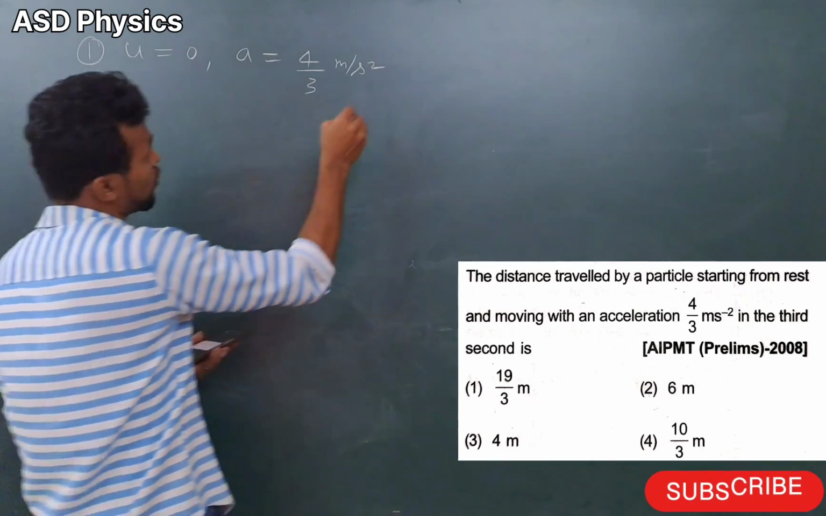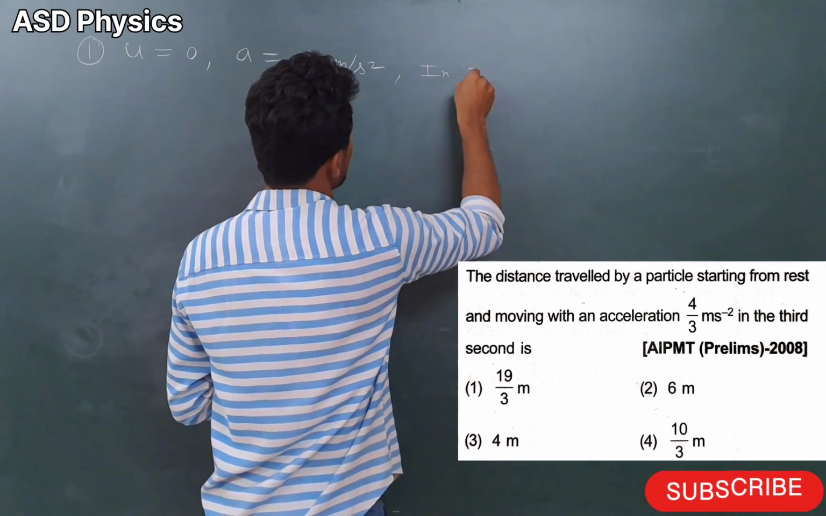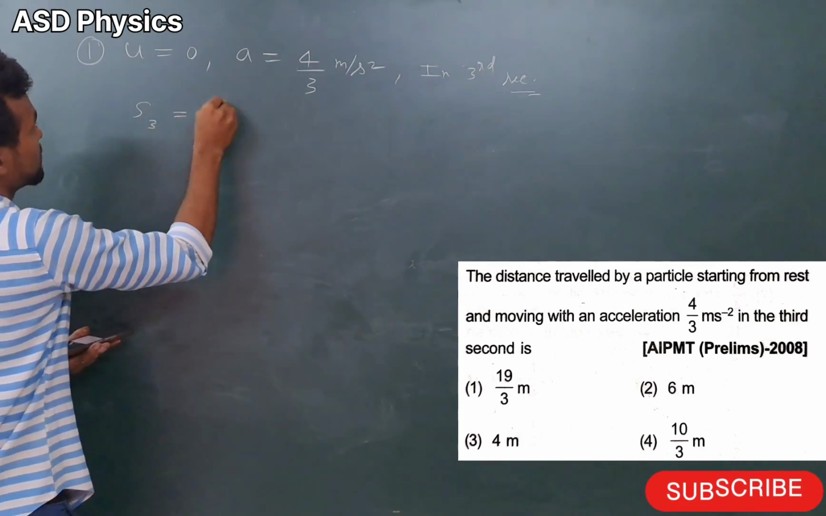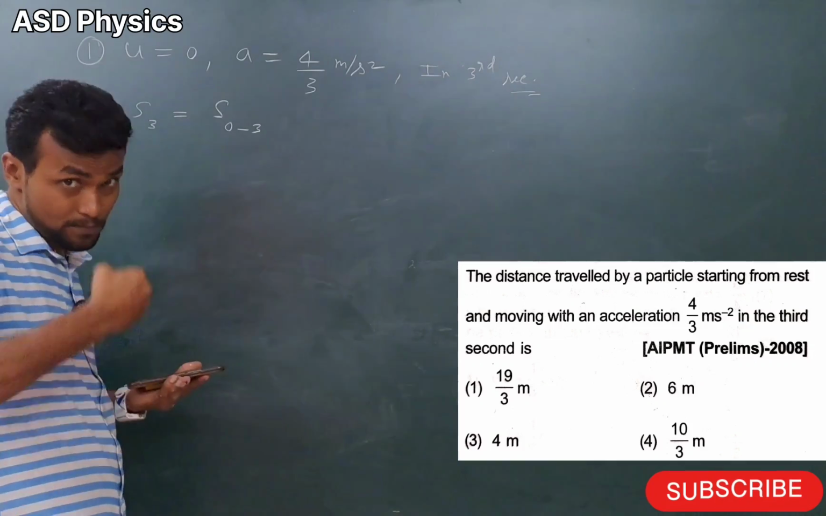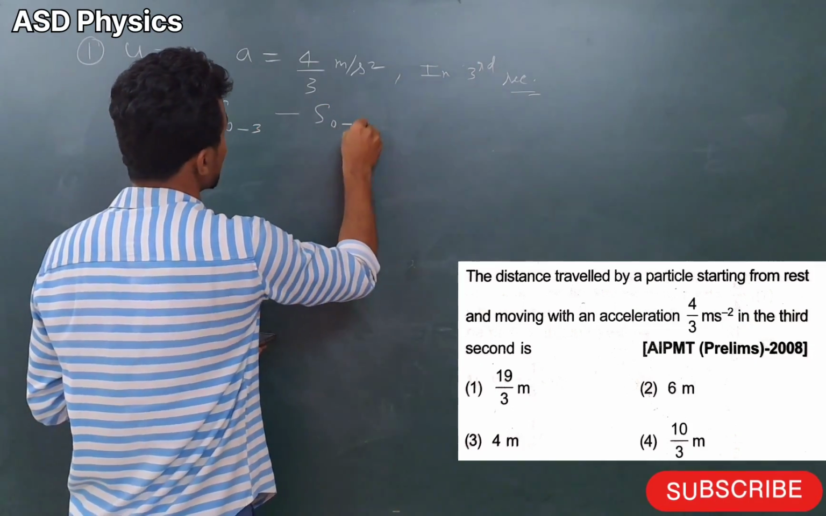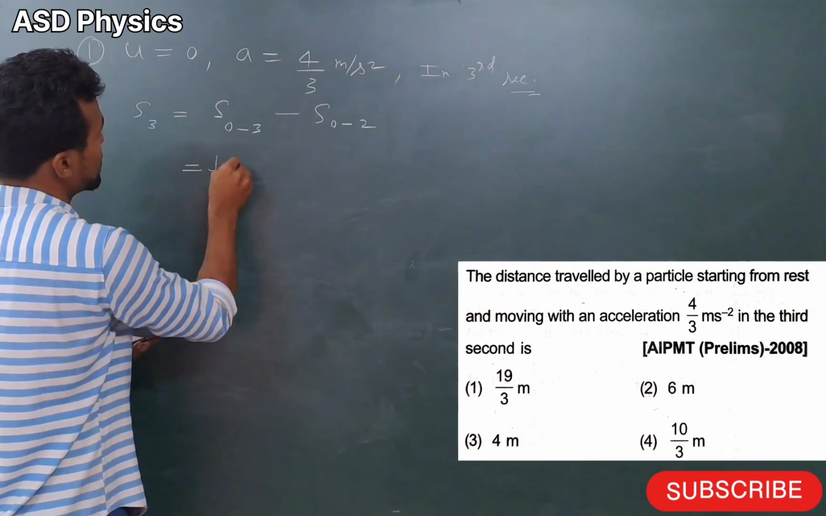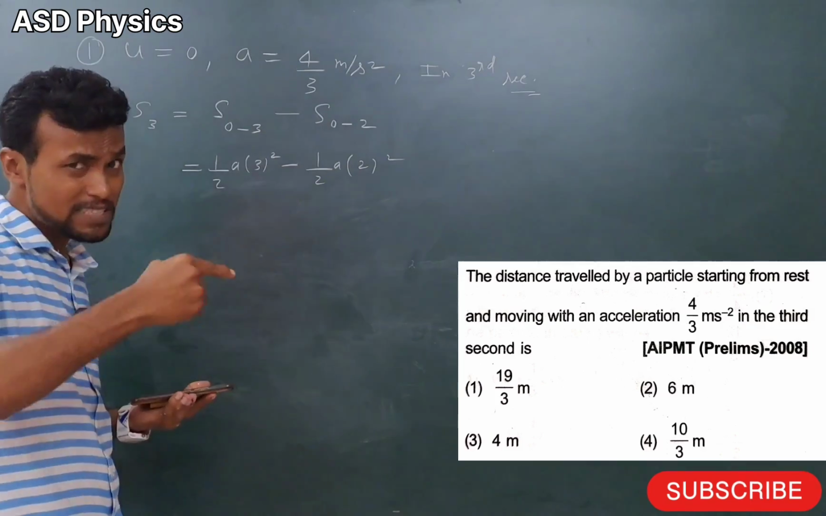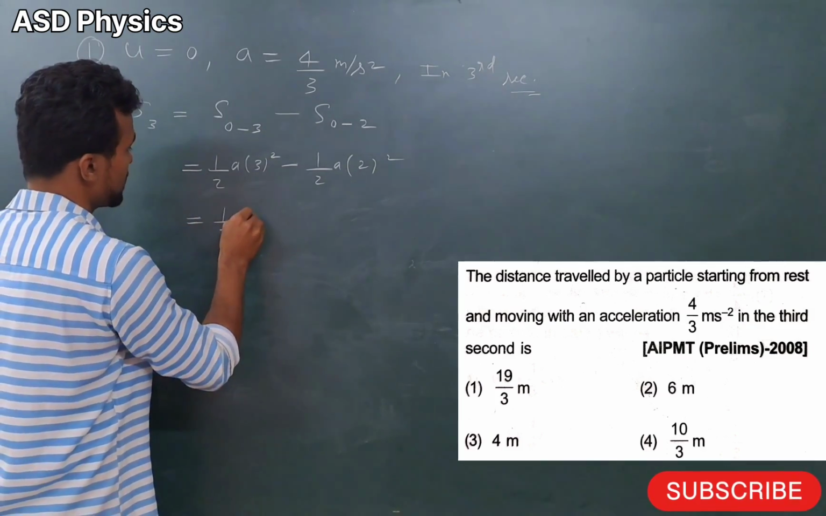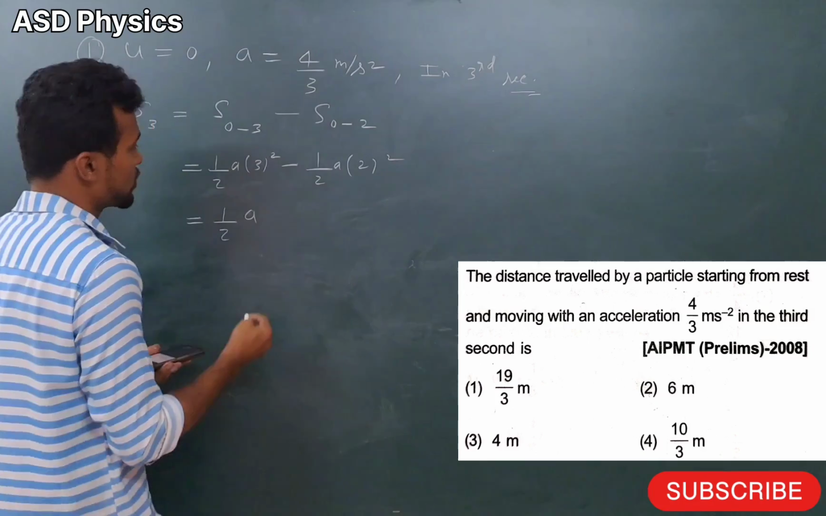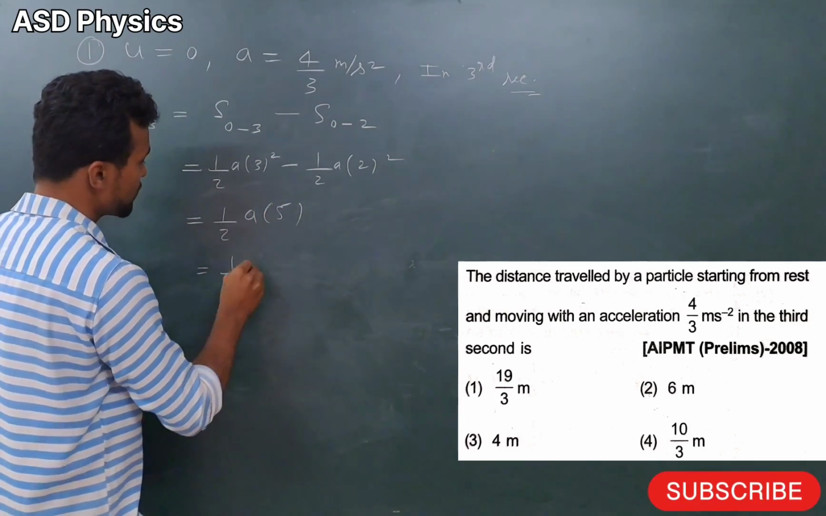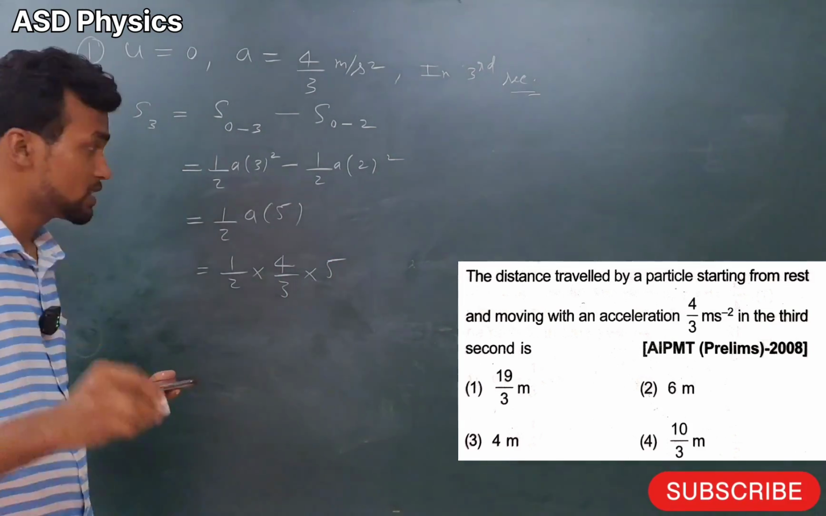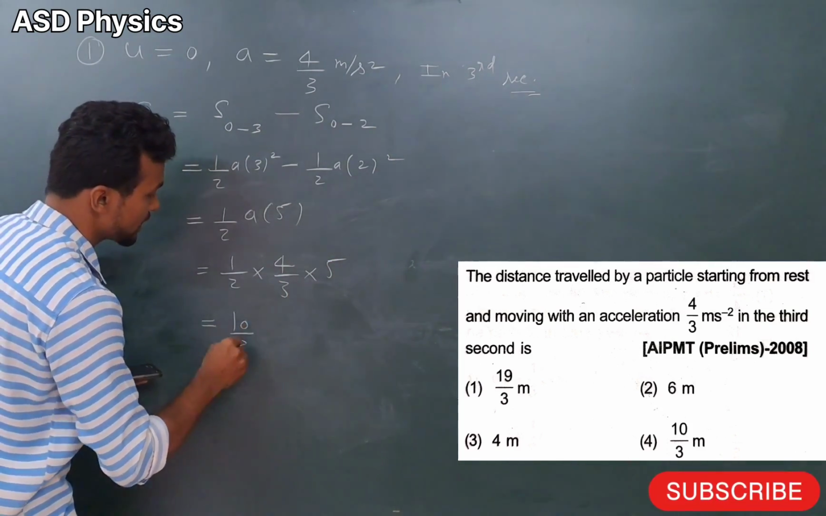Okay, so my dear students, if we talk about the third second, so what we can write here is the displacement in the third second. That means first it will travel 0 to 3 minus 0 to 2. Formula: half a times 3 square minus half a times 2 square. Correct? Very basic we are solving now. So what will this come to here? Half a, 3 square is 9, 2 square is 4. So 9 minus 4, 5. Half, acceleration is given as 4/3, and this is 5. So when we solve here, it will come to 10/3 meter.